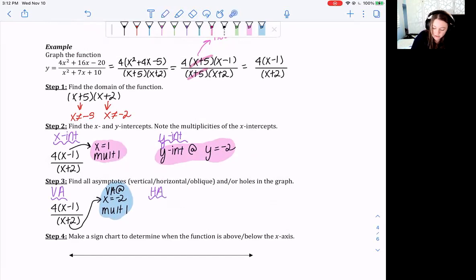The horizontal asymptote: the degree of the numerator and the degree of the denominator are the same. So it's a ratio of the leading coefficients. It's going to come out to be 4, because it's 4 over 1. So there's a horizontal asymptote at y equals 4.